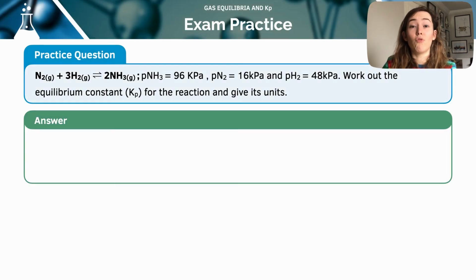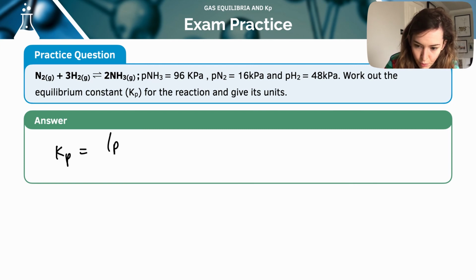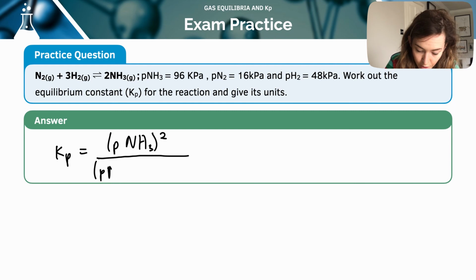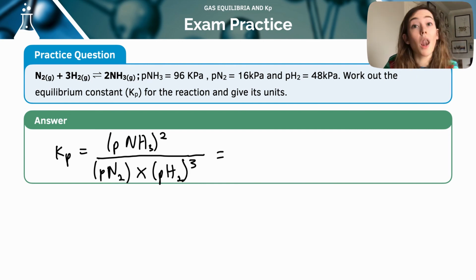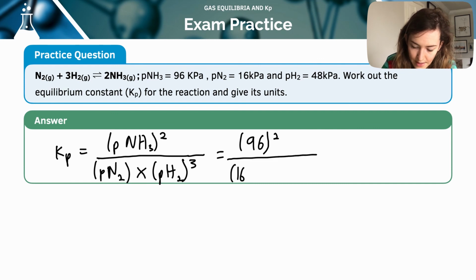Let's start by writing out an expression for Kp and plugging in my known values. So Kp is going to be the partial pressure of my ammonia to the power of 2, because I've got a 2 here, divided by the partial pressure of my nitrogen to the power of nothing, times the partial pressure of my hydrogen to the power of 3. And then I'm going to plug my known values in. So I know that my partial pressure for my ammonia is 96. It's going to be 96 squared over 16 times 48 cubed. And put that into my calculator.